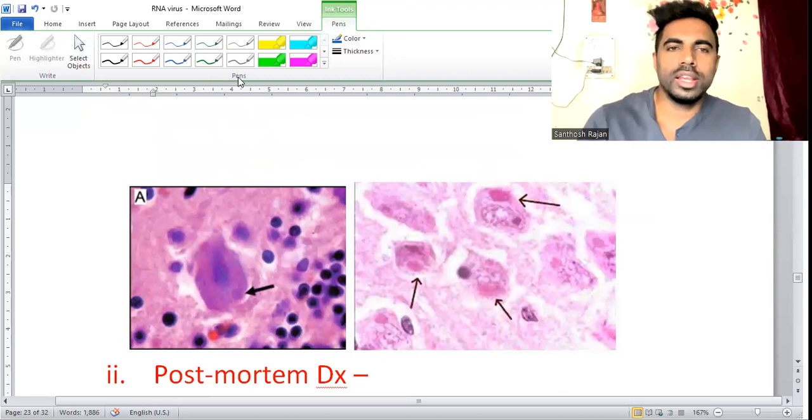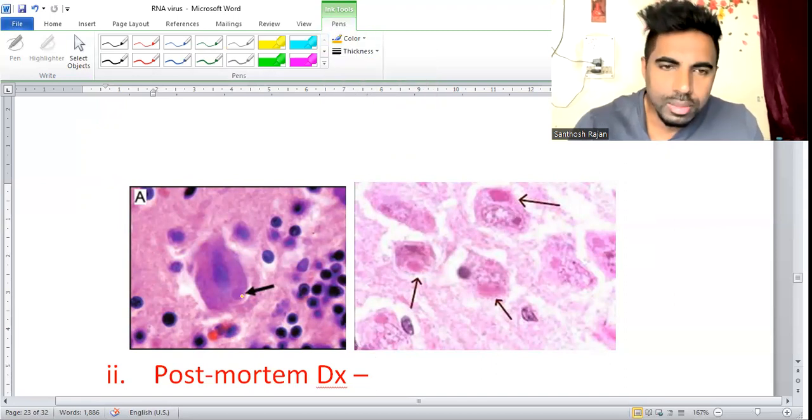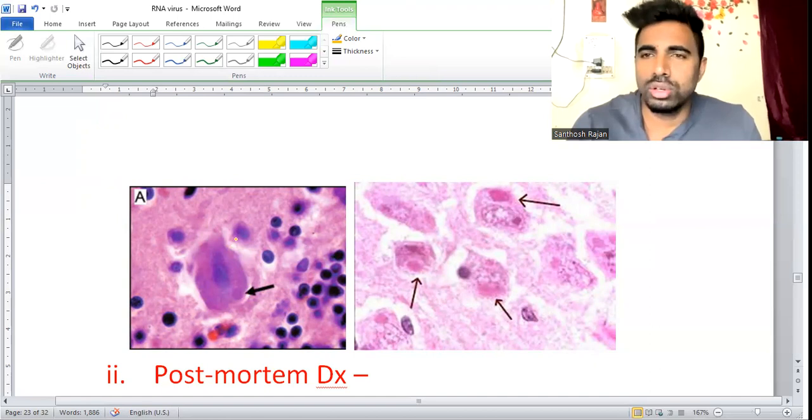So now in exam, this question is a highly expected question. If I'm the examiner, definitely I'll put this question there. Can you tell me what this is? This is your neurons. These are your Purkinje cells. These are your neuronal cells, right?